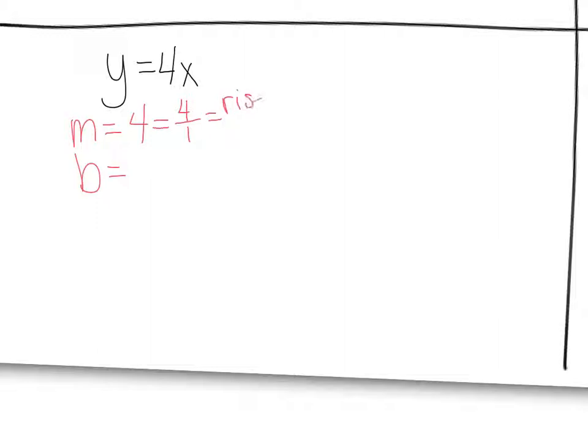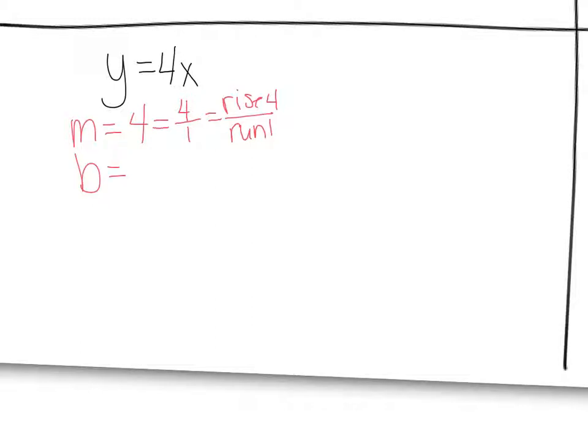Okay, 2 more. Let's do y equals 4x. First thing we check for, is it in y equals? We notice that yes it is. So looking for my slope, the coefficient in front of x is 4. Or if we write this as a fraction, it would be 4/1, which means we are going to rise 4, run 1.